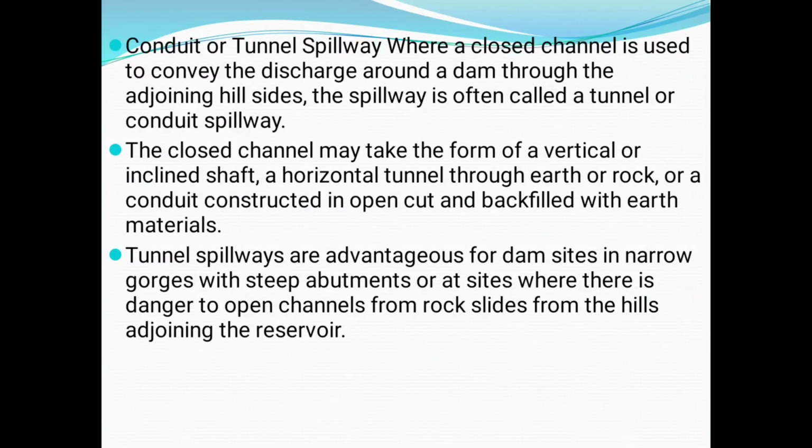Next one, conduit or tunnel spillway, where a closed channel is used to convey the discharge around the dam through the adjoining hillsides. The spillway is often called a tunnel or conduit spillway. The closed channel may take the form of a vertical or inclined shaft, a horizontal tunnel through earth or rock, or a conduit constructed in open cut and backfilled with earth material. Tunnel spillways are advantageous for dam sites in narrow gorges with steep abutments, and at sites where there is a danger of an open channel being blocked by rock slides from the hills adjoining the reservoir.